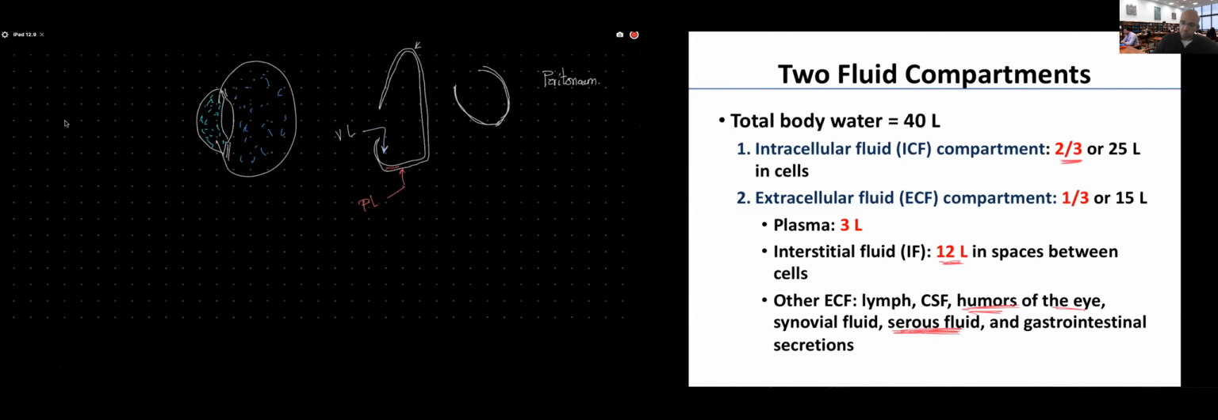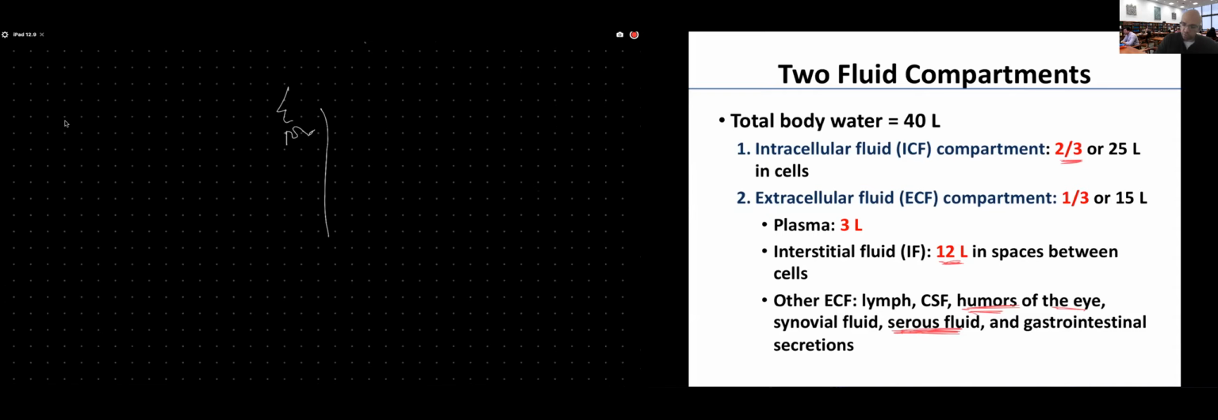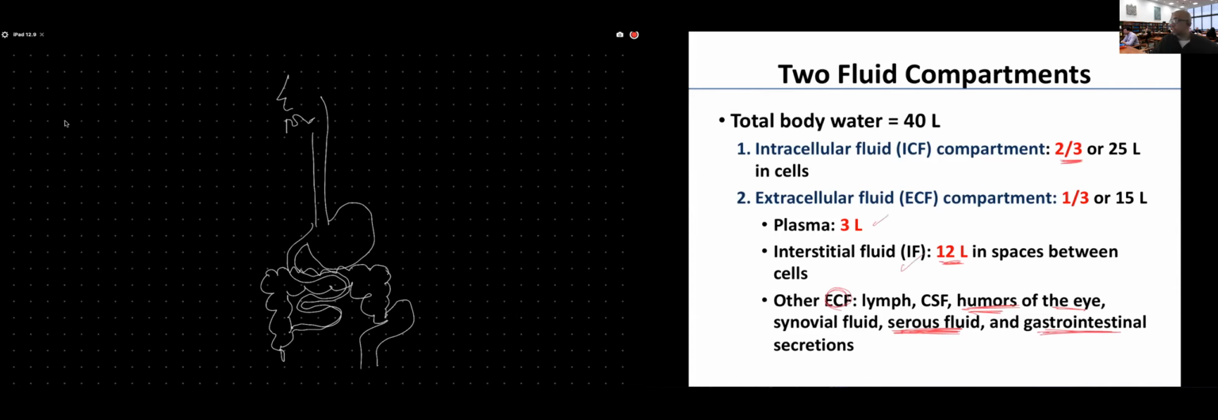Also, another type of fluid that is not going to be considered as intracellular, it's still located outside of the cells, but it's not part of my plasma or my interstitial fluid, is going to be the gastrointestinal tract secretions. So I've got the saliva, I've got the gastric secretions, I've got the intestinal secretions, and those secretions are going to contain fluid which is not going to be considered as intracellular, it's not going to be interstitial, and it's definitely not plasma. So the secretions of the gastrointestinal tract are also going to be extracellular fluid, which is not plasma, which is not interstitial fluid.